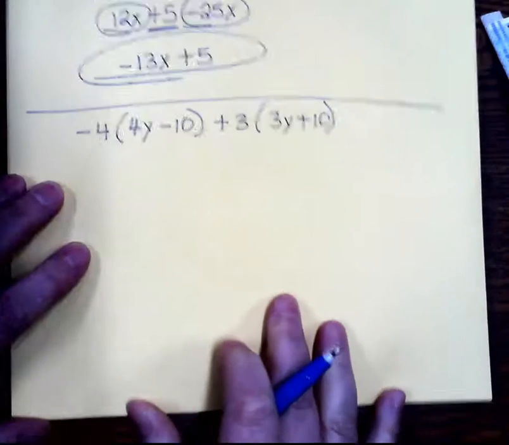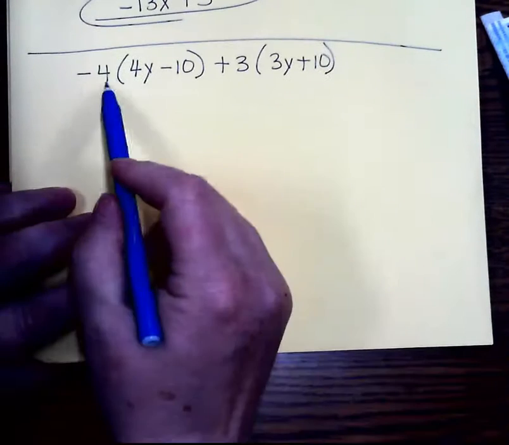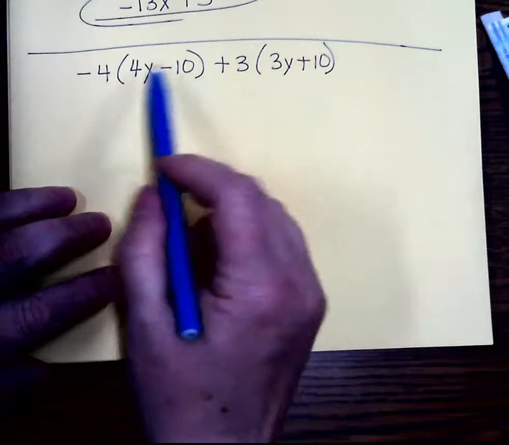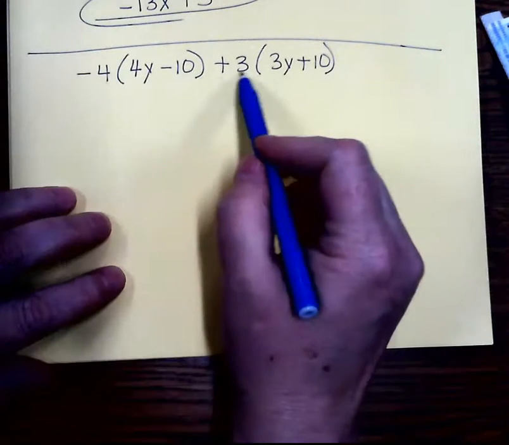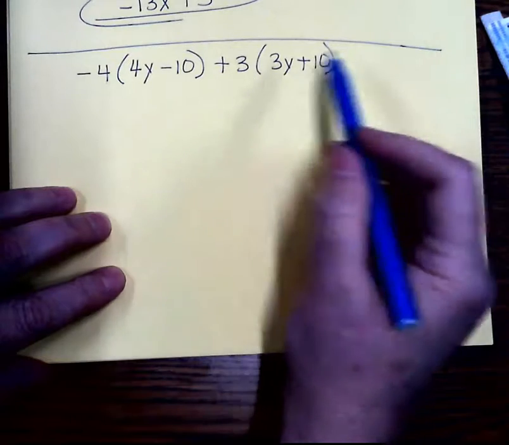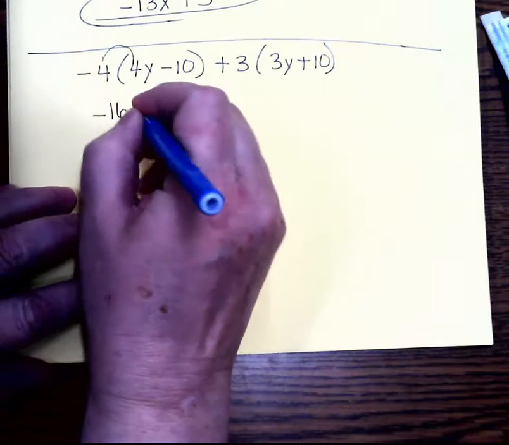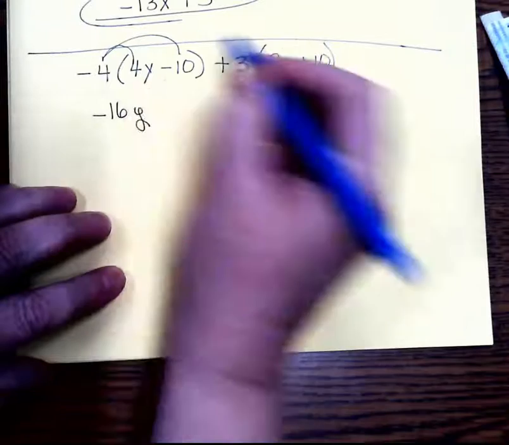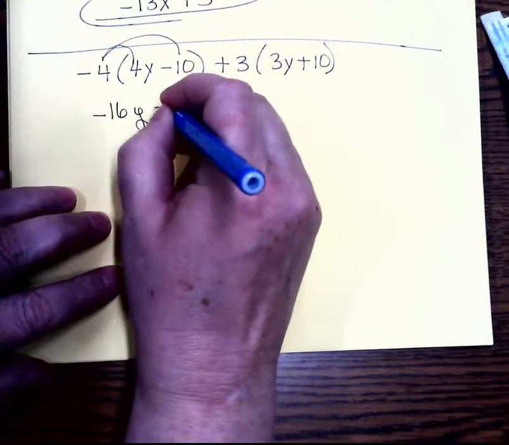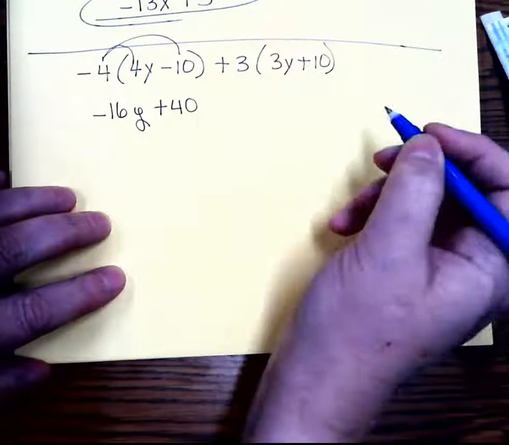Okay, so the first thing we want to do on this one is distribute the negative 4 to only these two and the positive 3 to only these two. So here we go. What's negative 4 times 4? Negative 16y. What's negative 4 times negative 10? Plus 40. Now let's do the second set.